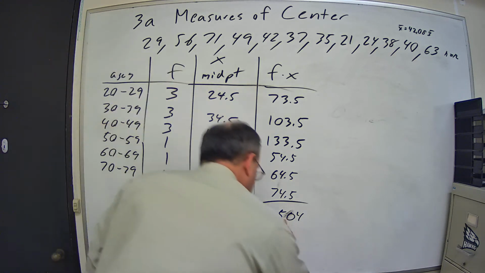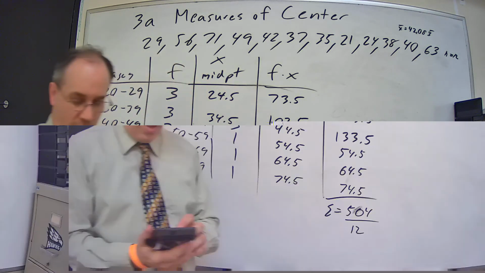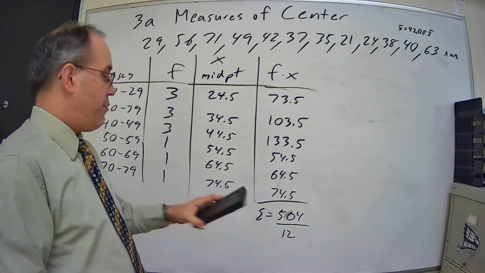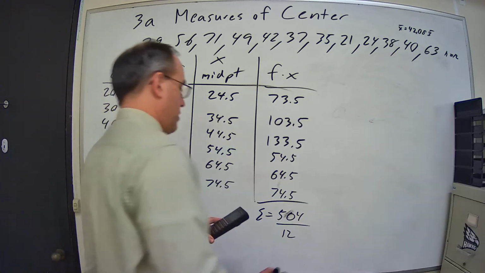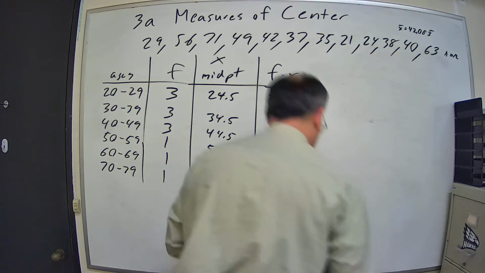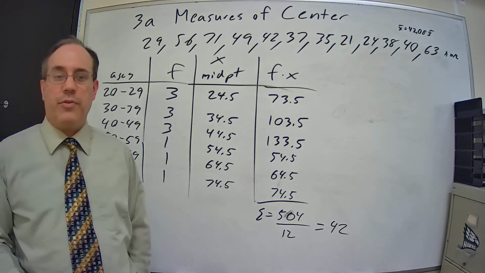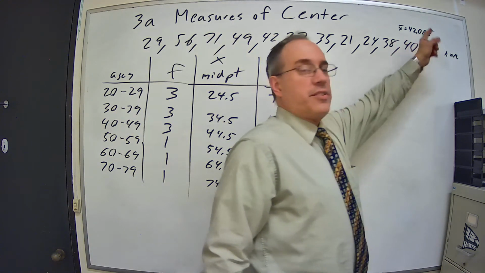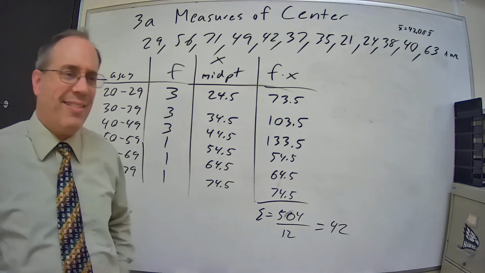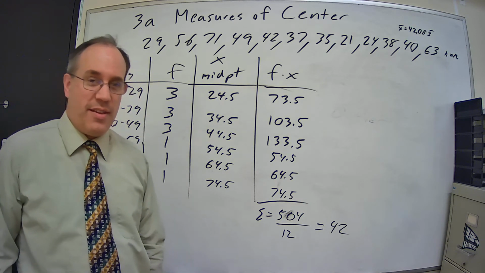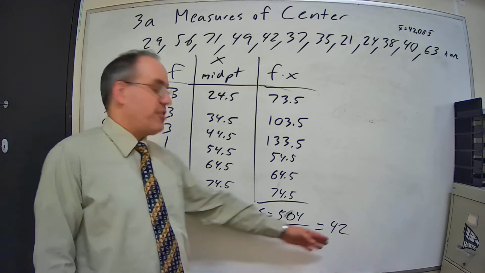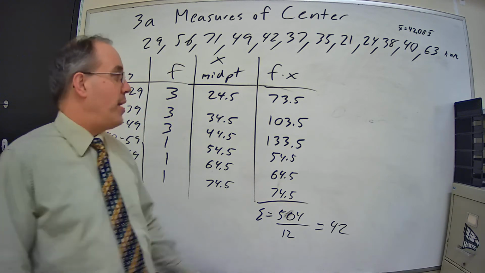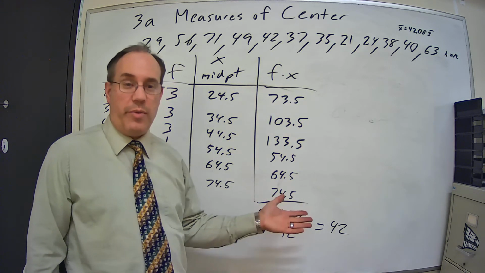But now we're going to divide by the number of data values, 12. 504 divided by 12 gives me an average age of 42. The actual average age was 42.083. We're off by less than a tenth for the age. That's incredible. Now I'll tell you, it doesn't always work out that well. But it does get you really close to where you want to be.